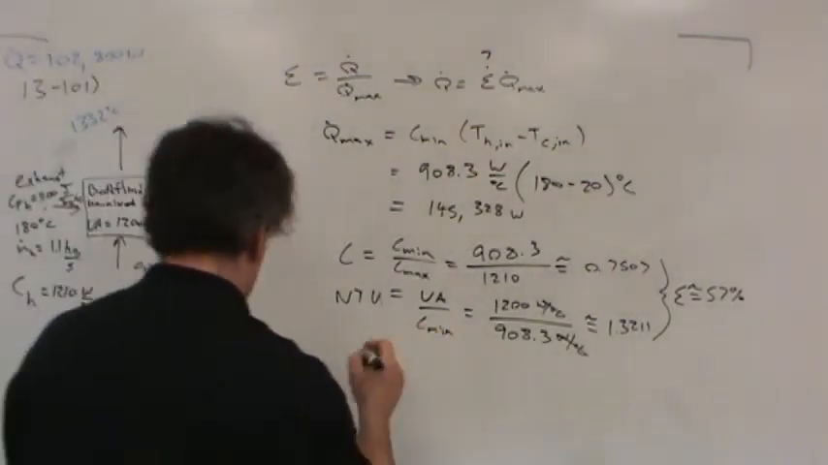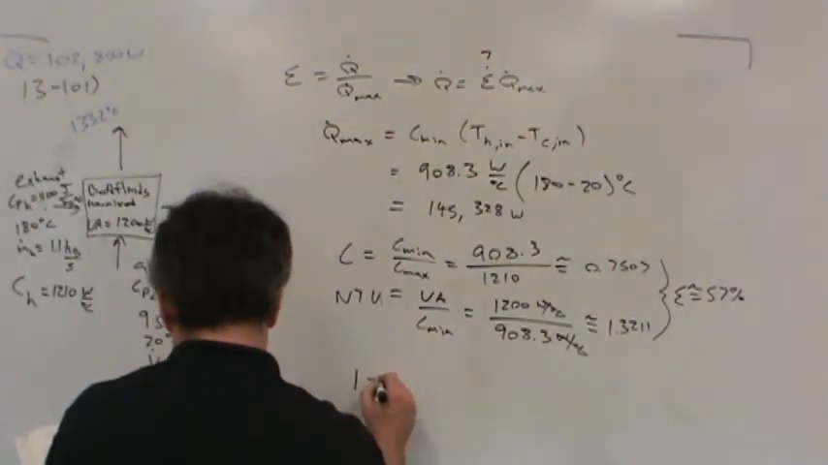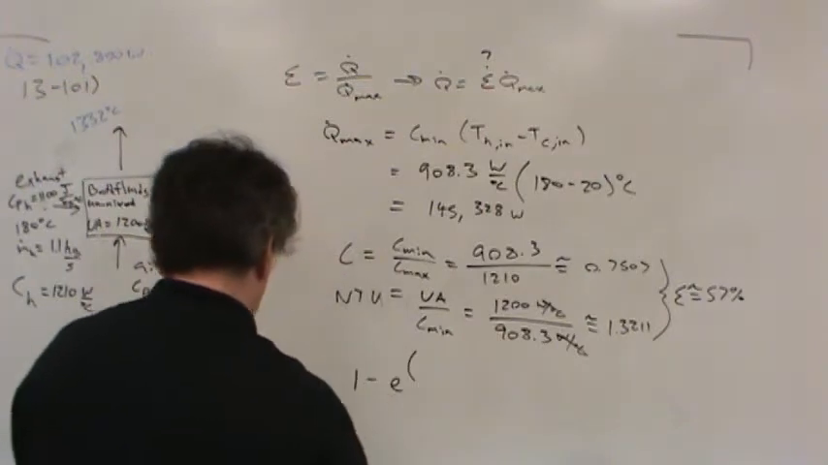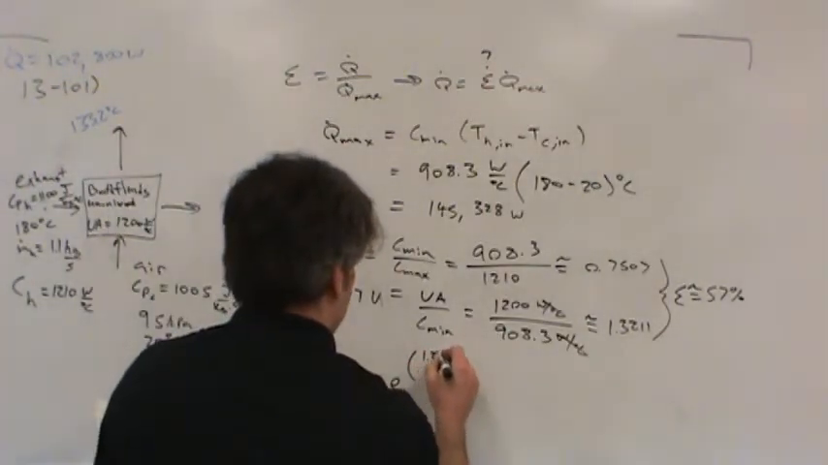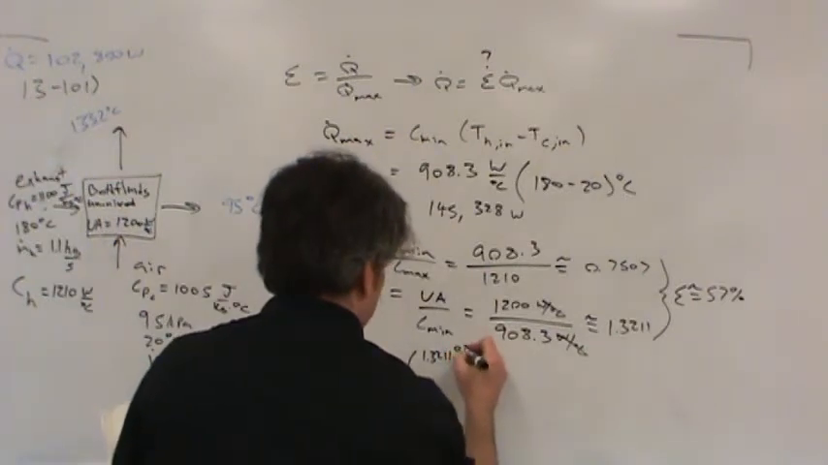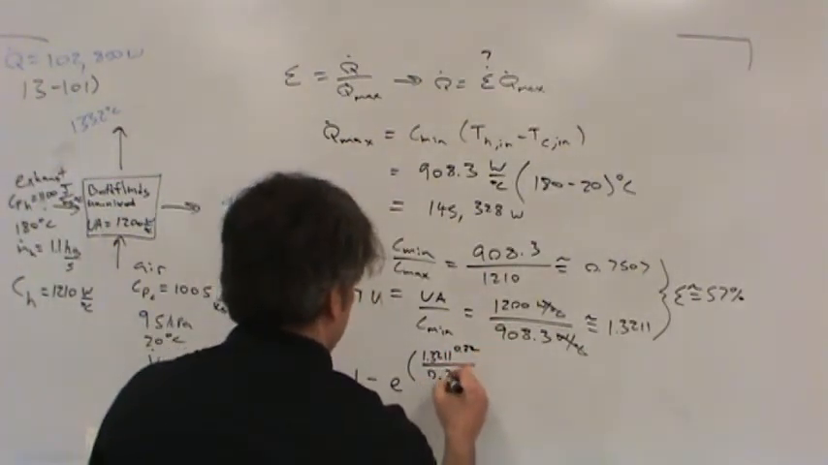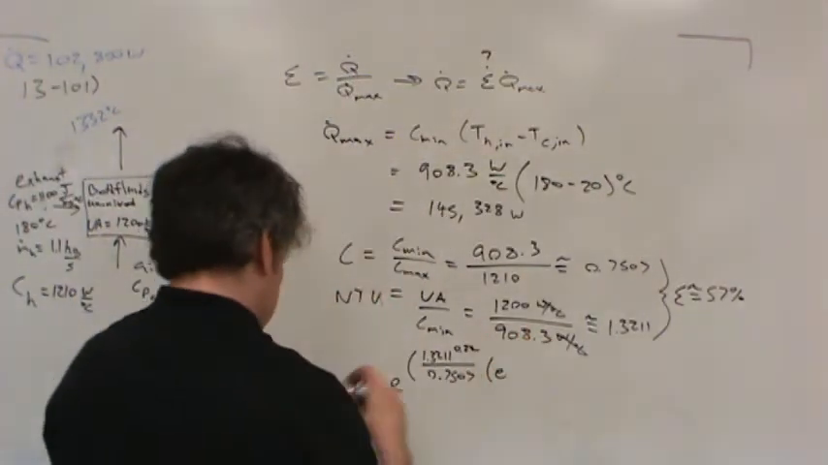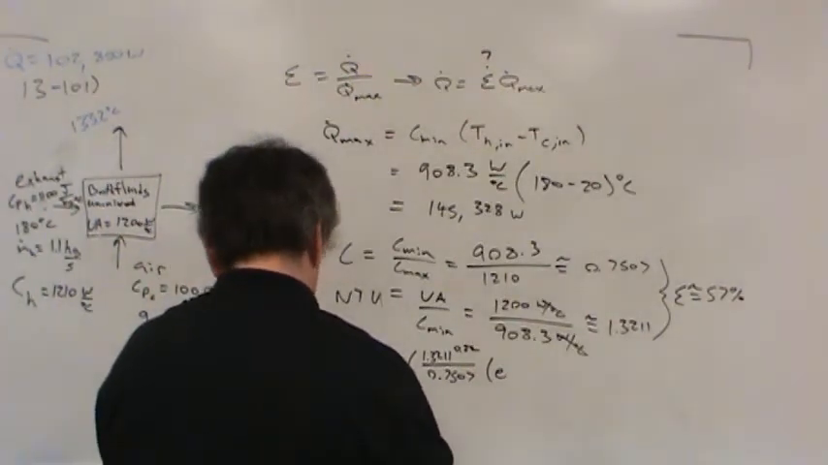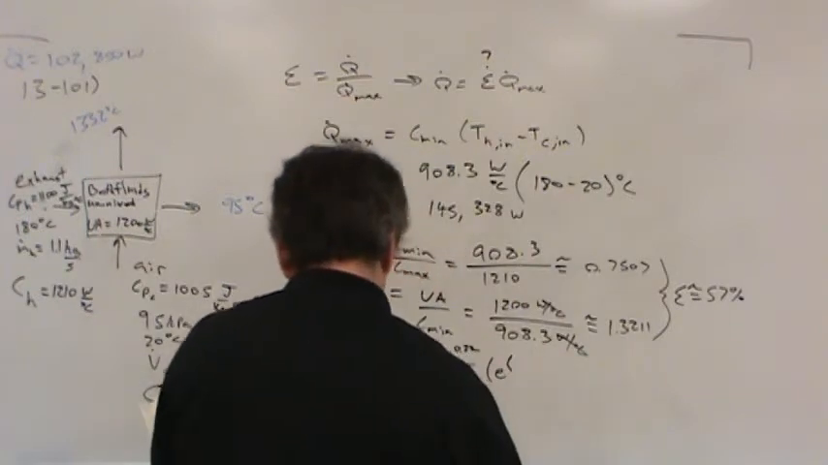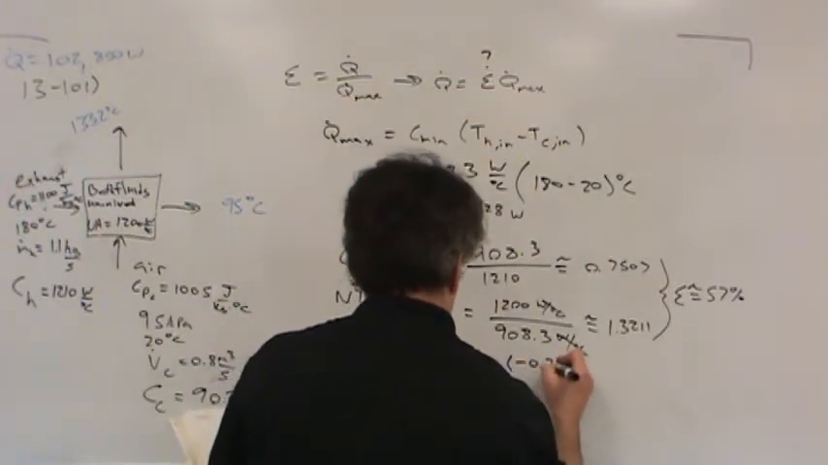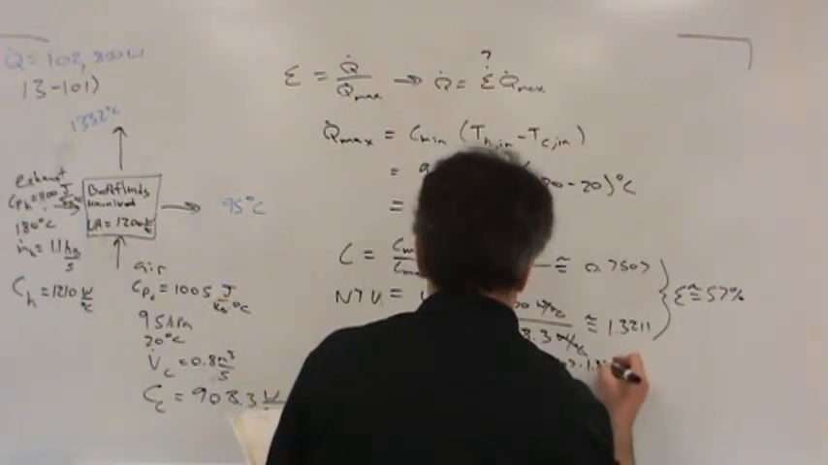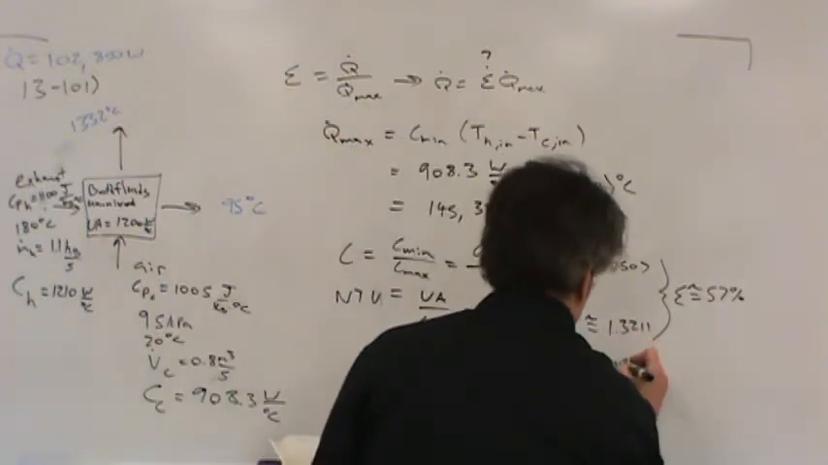So guess what? We get the fun of typing this into our calculators. 1 minus, and I'll plug in numbers as we go, E to the power of the number of transfer units, which is 1.3211, which itself has to be raised to the 0.22 power, divided by the capacity ratio, 0.7507, multiplied by E to the power of negative C, 0.7507, multiplied by the number of transfer units, 1.3211, which has to be raised to the 0.78 power.